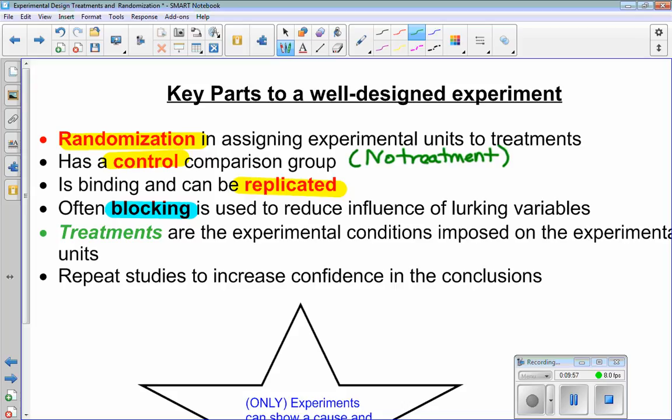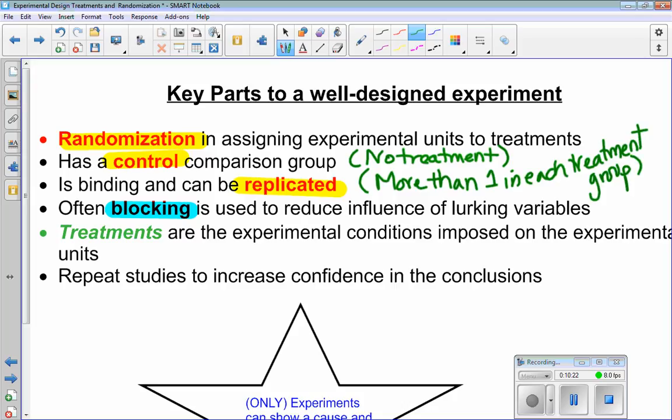Replicated. Okay? Replication is something that means, well, there's two kinds of replication. You must have more than one in each treatment group. Why do you think that would be important? Why do you think that if I only had one person who slept for 6 hours and one person that slept for 8 or more hours, why is that not enough? They could be outliers. They could be unusual people.